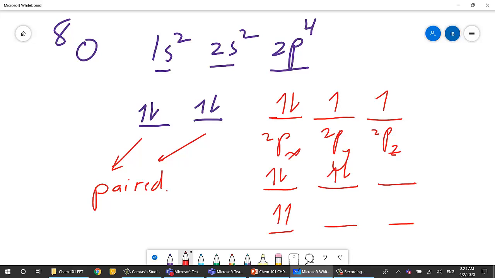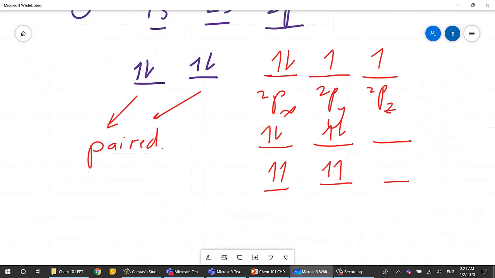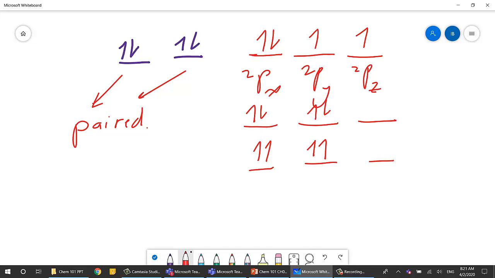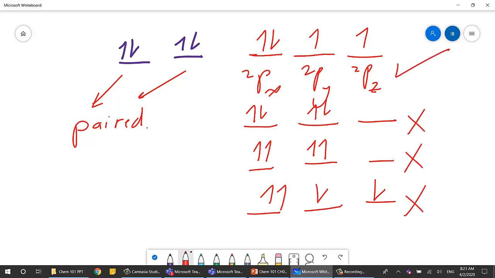Well, there is no other way to do it. We can put it like that, or even like this. You can play with this at home. You can do something like this. This is wrong, this is wrong, this is wrong, this is the right way to do it, because according to Hund's rule, we should have the maximum number of unpaired electrons.